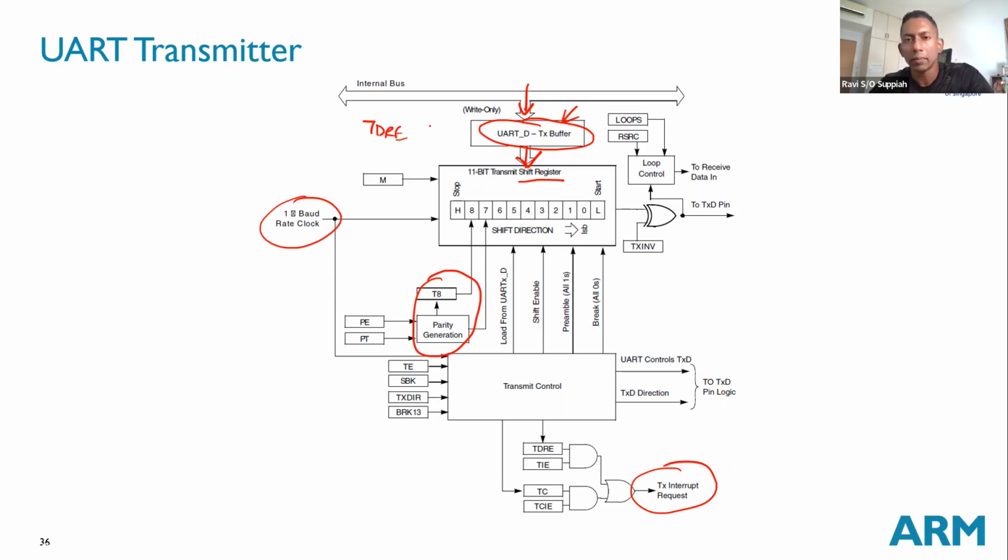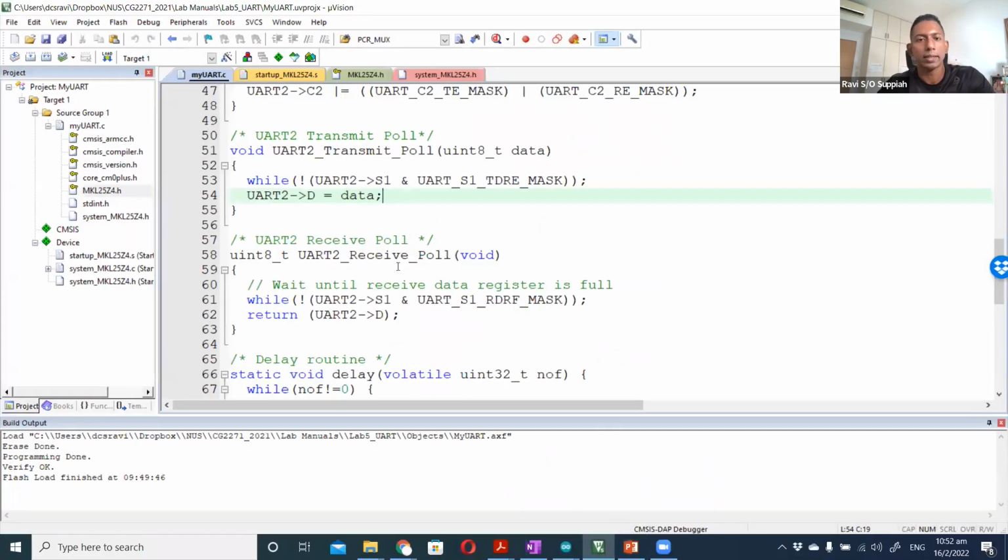By looking at the TDRE bit, I know it is empty, so I can write new data to it, and that new data can get shifted up. That is basically what that line is doing. Once I write to the D register, the process of transmitting it out serially just happens automatically in the background, and you start to see the data coming out on the serial port.